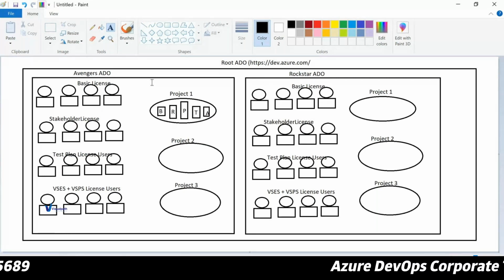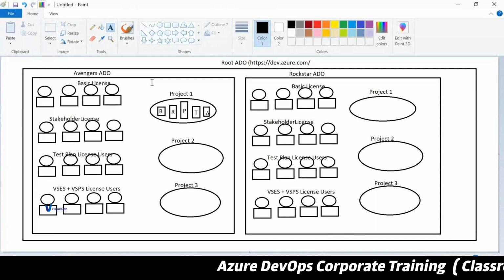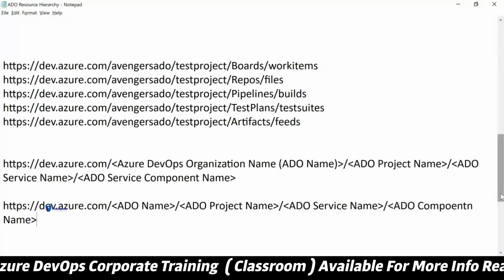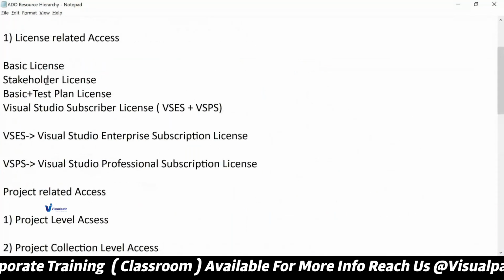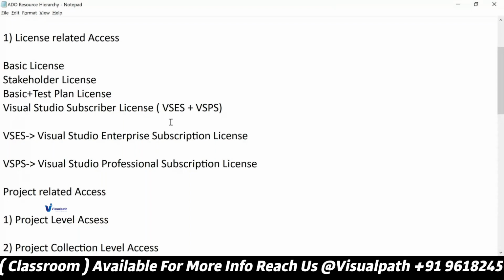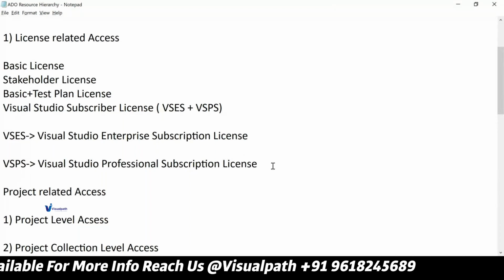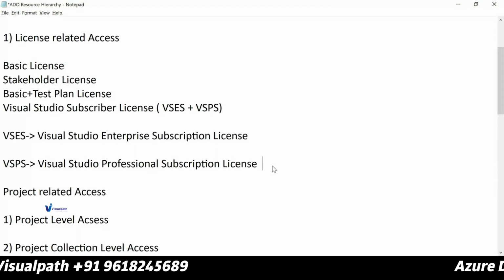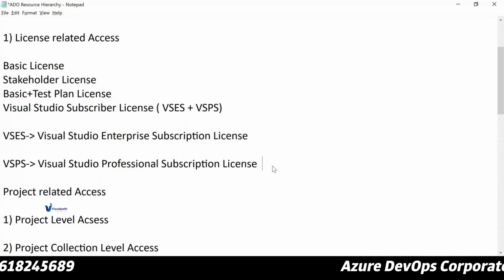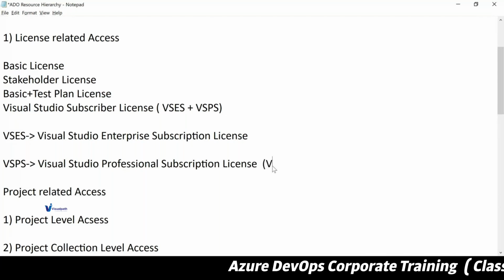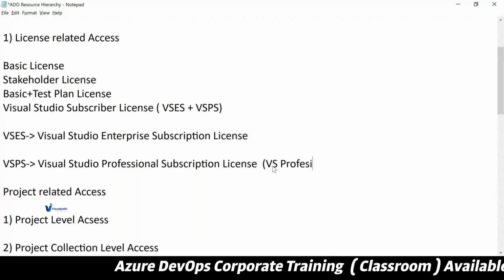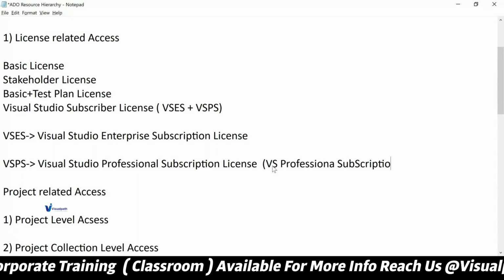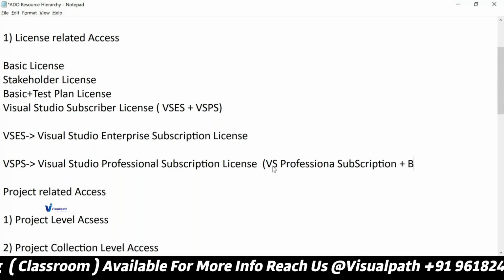All of it clear? In the same way, let me tell you what exactly the difference between these two licenses actually is. So we have discussed the basic license, stakeholder license, and basic plus test plan license. This VSPS license is for members, the person who has the Visual Studio Professional subscription will also have the VS Professional subscription license plus the basic license in ADO.